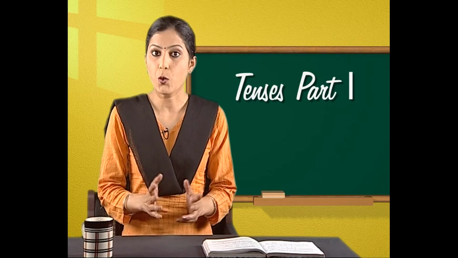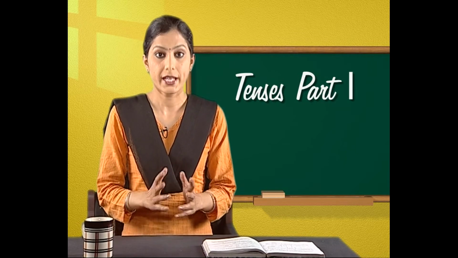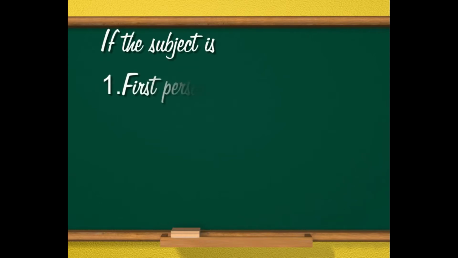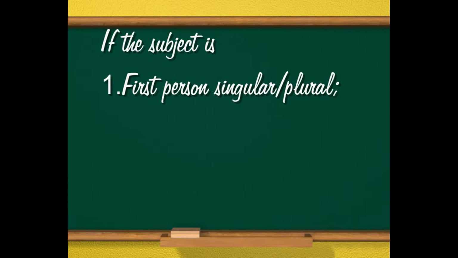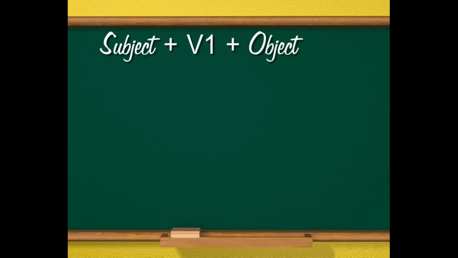Let us see how we make a sentence which is in the present indefinite tense. It is as follows. Simple present, present indefinite. If the subject is number 1, first person singular or plural, that is I, we. Number 2, second person singular or plural, that is you. Subject plus verb 1 plus object.